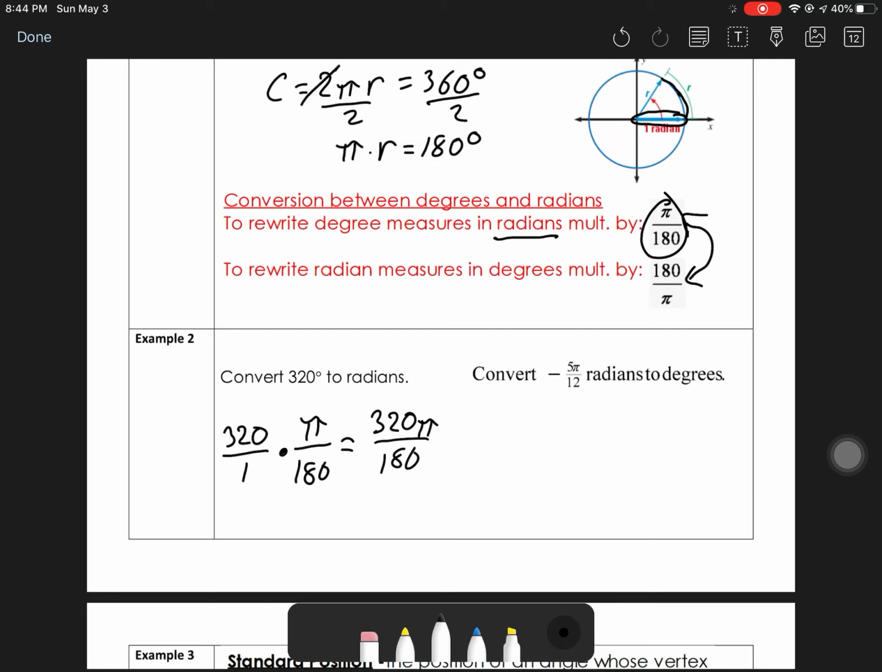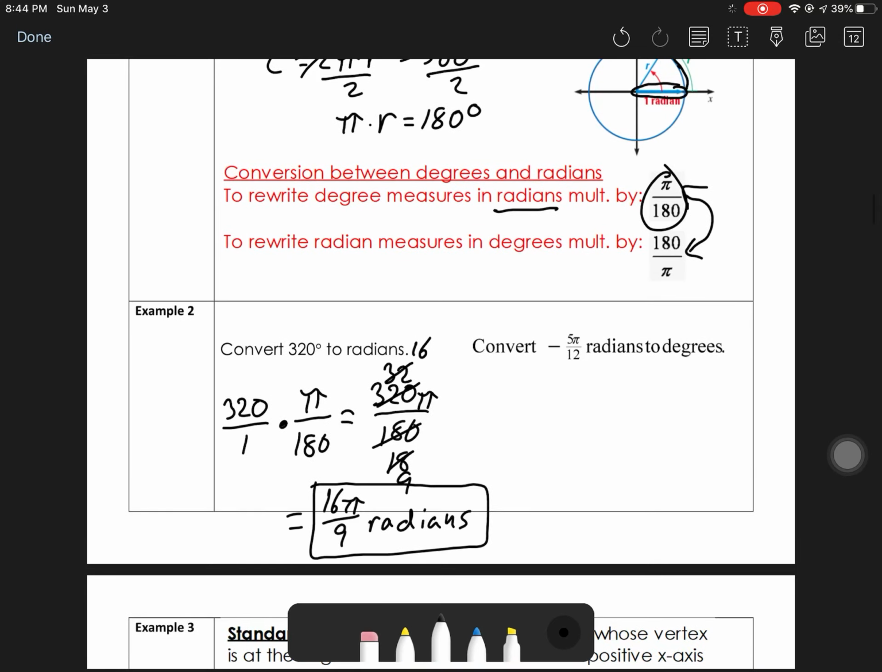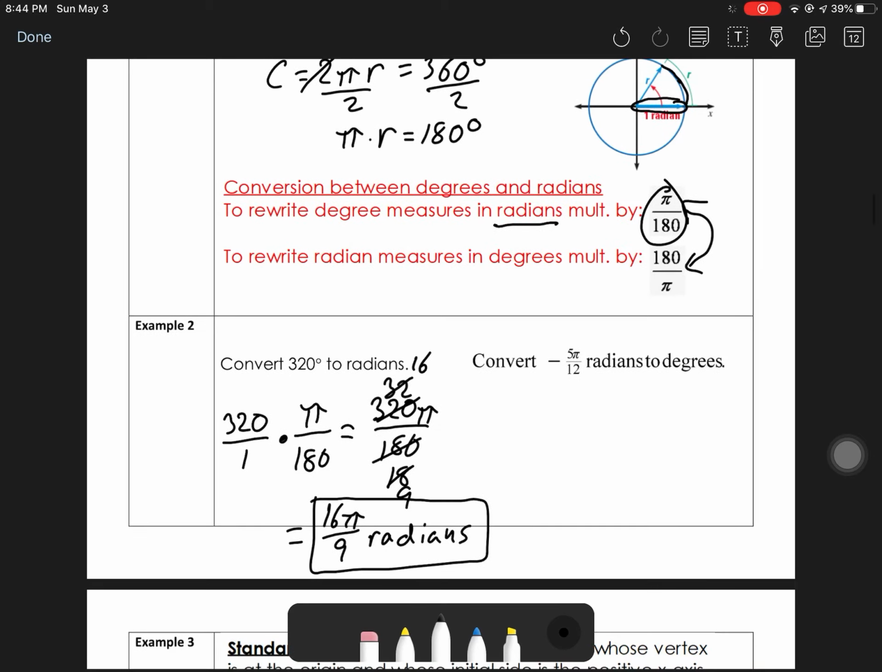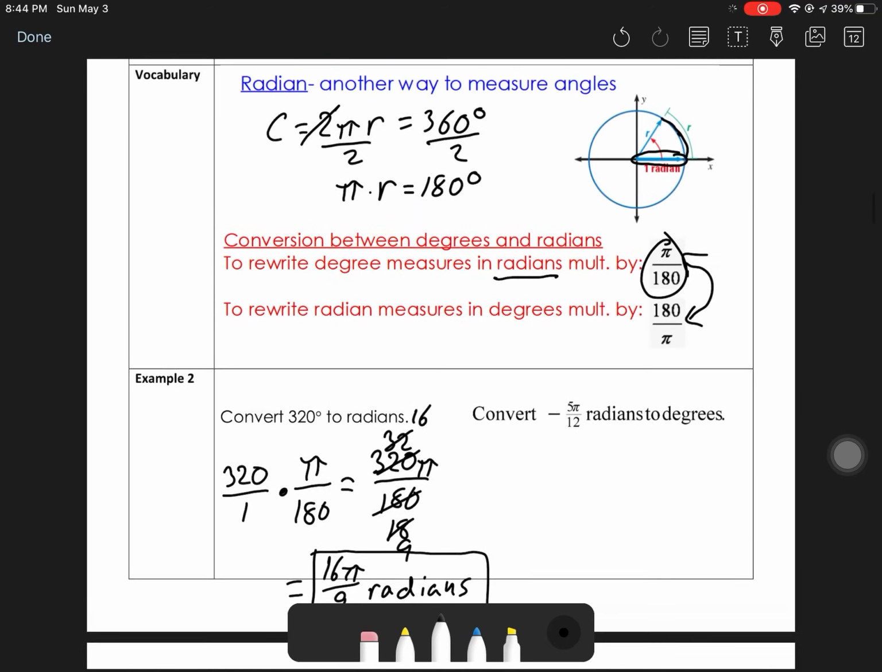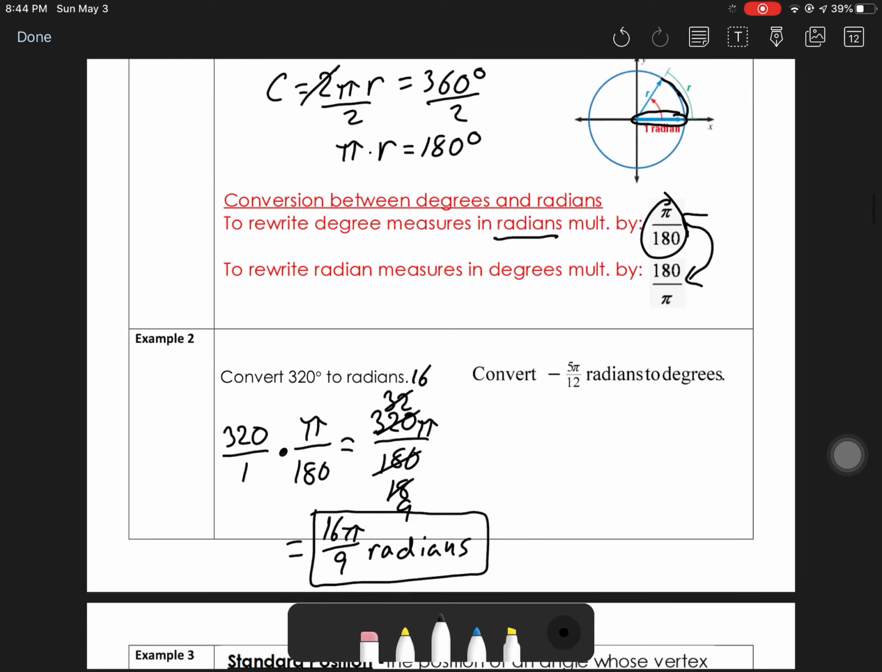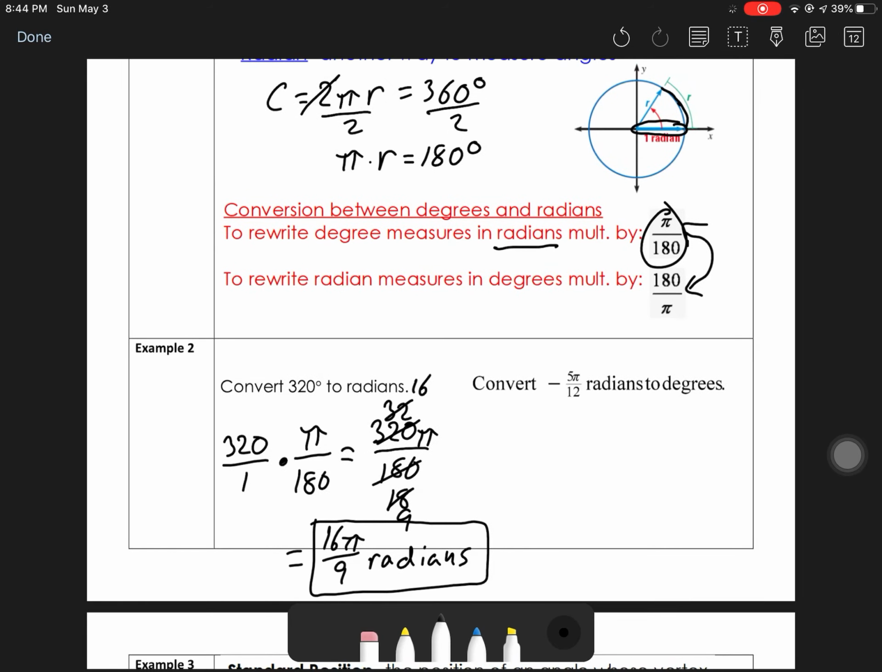So 320, we know we can take out a 10 from both that and the 180, giving us 18 and 32. And then we can cut both of those in half, giving us 16 and 9. So the final answer is going to be 16 pi over 9 radians. All right, so 320 degrees is 16 pi over 9 radians. Kind of weird, I know. But we have to do this when we are working with some of the trig concepts. And especially if you take trigonometry next year, you'll definitely want to know how to convert these.